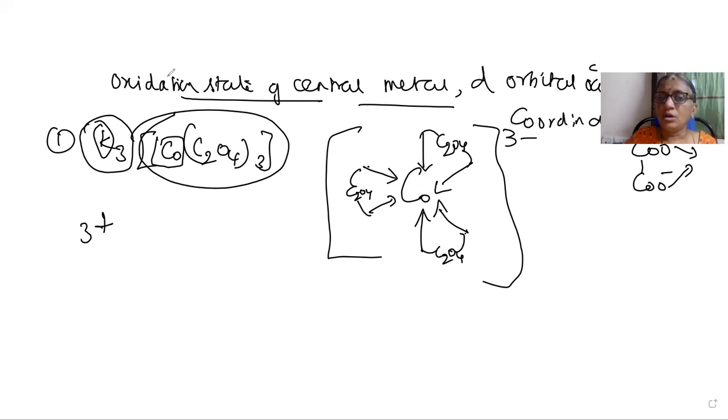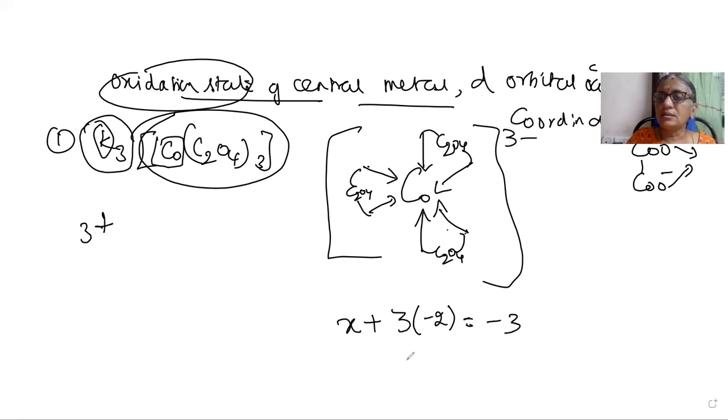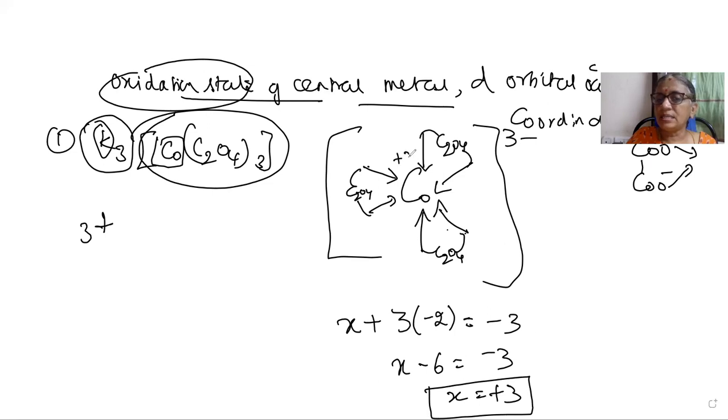So when you are asked about the oxidation state of the central metal, the central metal you don't know, you put it as X. Oxalate, you know it is 2 minus, it is a di-negative ion. So for 3 oxalate, 3 into 2 minus is equal to 6 minus. The net charge carried by the ion is 3 minus. So X minus 6 is equal to minus 3, means X is equal to plus 3. The oxidation state of cobalt here is plus 3. So the first part of the question is over.